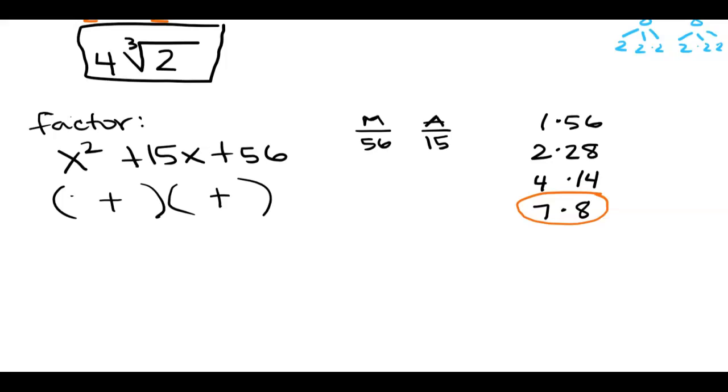But so x times x gives us our x squared. And then we just figured out what times what is 56 that adds to be 15. That's positive 7 and positive 8. So that's something that you can play around with a little bit more. Make sure you're understanding factoring; it's one of the most important things that you need to get down. You're going to be doing a lot of it in your upcoming math classes. I hope that helps.